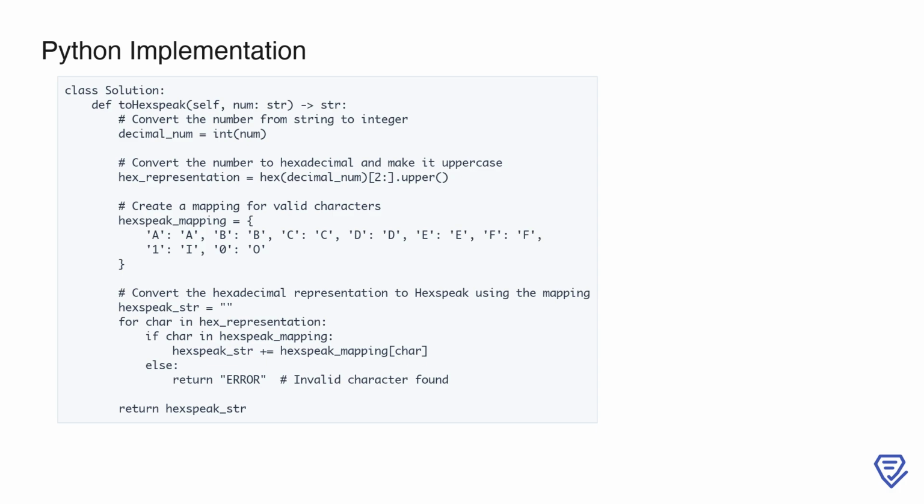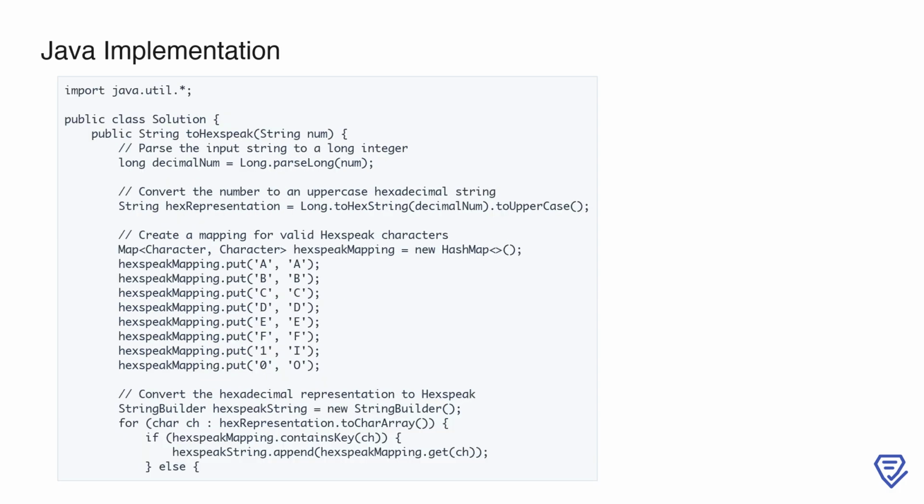Here, we begin by defining the method toHexspeak, which takes a string input number representing a decimal number. First, we parse the string into a long integer using Long.parseLong. This allows us to handle large numbers without losing precision.